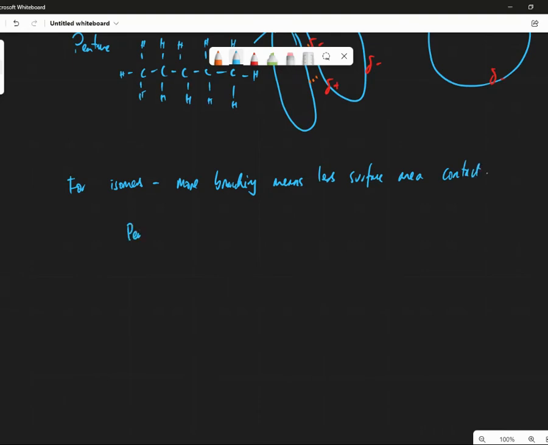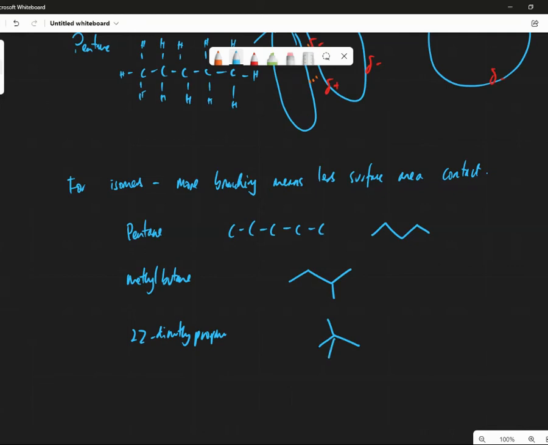So if I were to give you pentane, which is 1, 2, 3, 4, 5, and methylbutane, 1, 2, 3, 4, and 2,2-dimethylpropane, you've got to have a bit of an imagination here, but you've got to realise that pentane will have greater surface area contact than this one, and this one will be somewhere in the middle. I don't know the boiling points of pentane, but I'm going to guess. I'm going to pretend pentane is 60, methylbutane might be 50, and 2,2-dimethylpropane might be 40. Does that make sense? So the more branching, the less surface area contact you'll get.